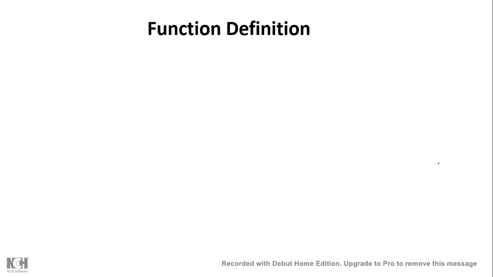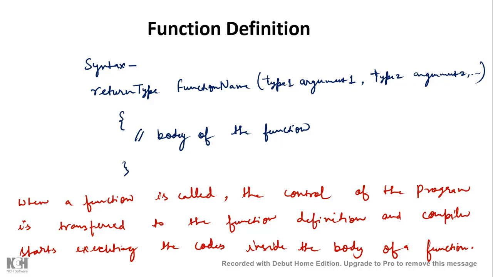Now let us go to the function definition part. A function definition contains the block of code to perform a specific task, which we have already seen in our previous example of adding two numbers and returning the result. Now let us see the syntax of the function definition. We write the return type, function name, then the arguments, and then inside the curly braces we write the body of the function. This is the place where we write the actual code to perform a specific task.